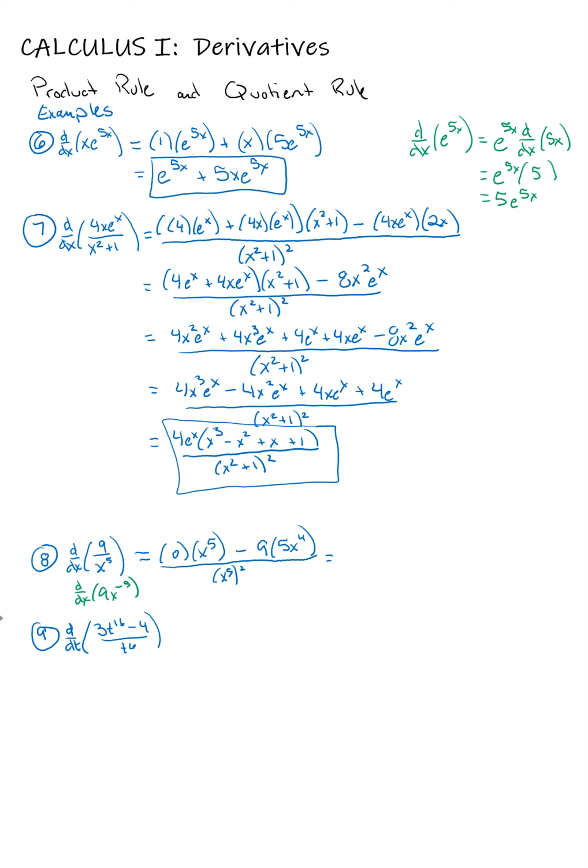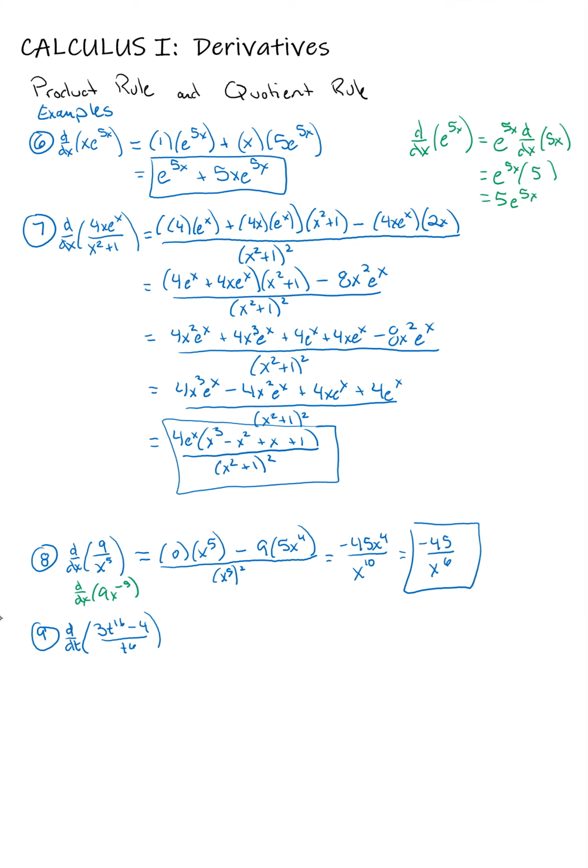If we clean this up a bit, that first term ends up being 0. We don't need to write that down. Second term is negative 45x to the 4th. In the denominator, x to the 5th raised to the 2nd power is actually x to the 10th. Oh, and now we can reduce those x's. That gives us negative 45 over x to the 6th. And there we go.